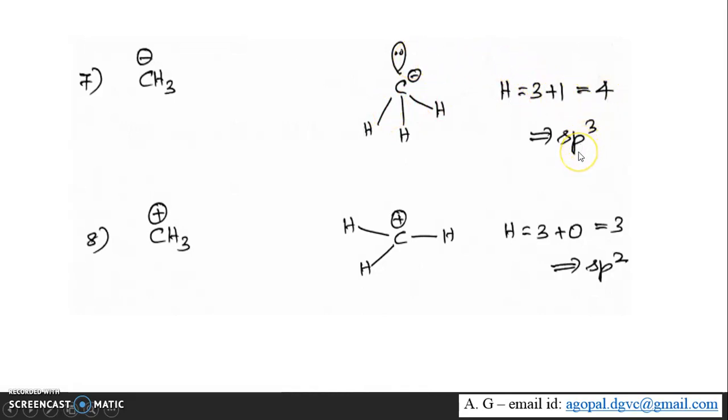So hybridization is sp3. Listen, sp3 means geometry should be tetrahedral. I told you geometry means including lone pair. So including lone pair, the structure is tetrahedral. But what is the shape?